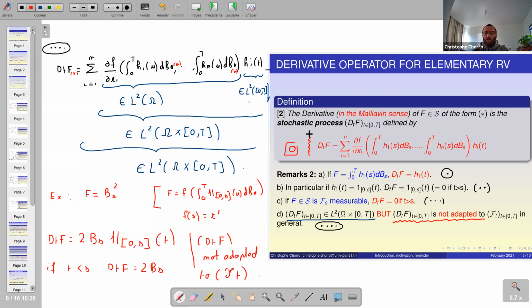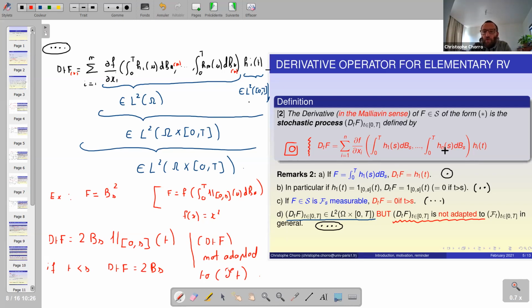So be careful, because the derivative in the Malliavin sense, okay, is a square integrable stochastic process in the sense of what you have seen in the first semester, but I have something that is not adapted to the filtration, and in particular, not something that is progressively measurable. Okay, it's not something that is progressively measurable. So I have this.